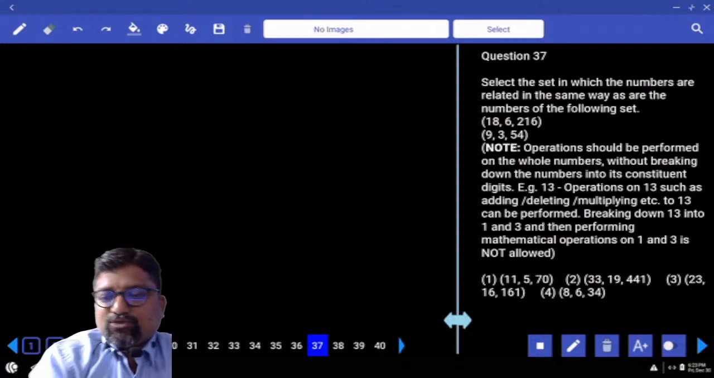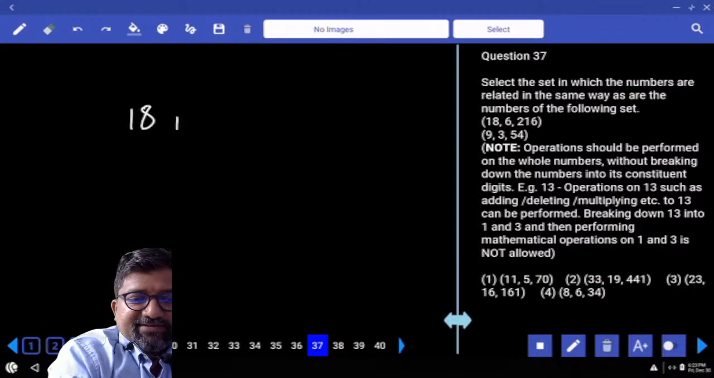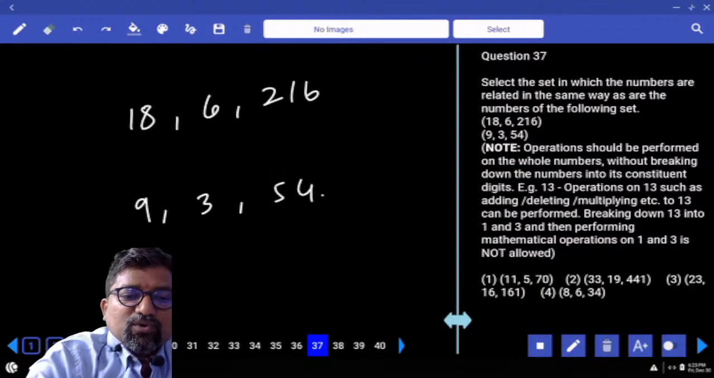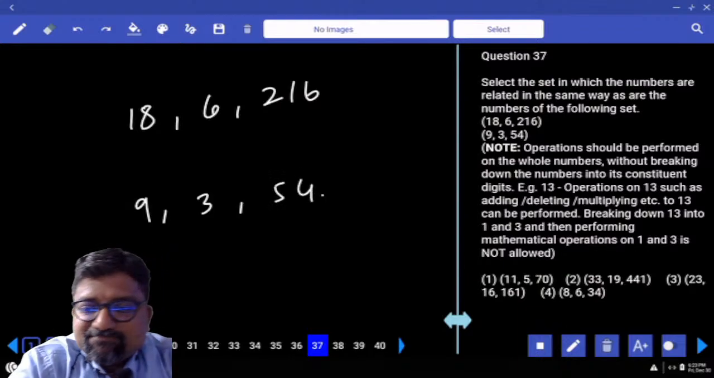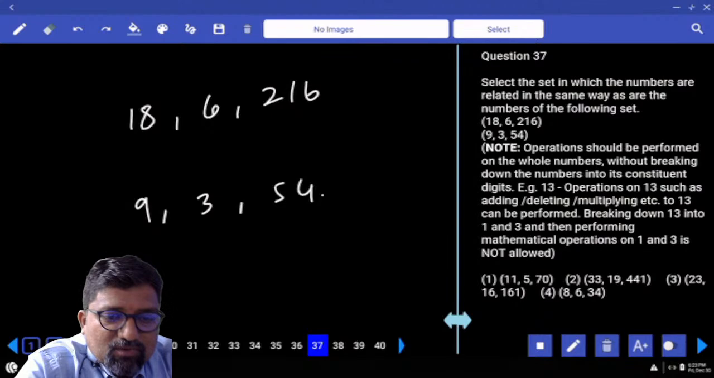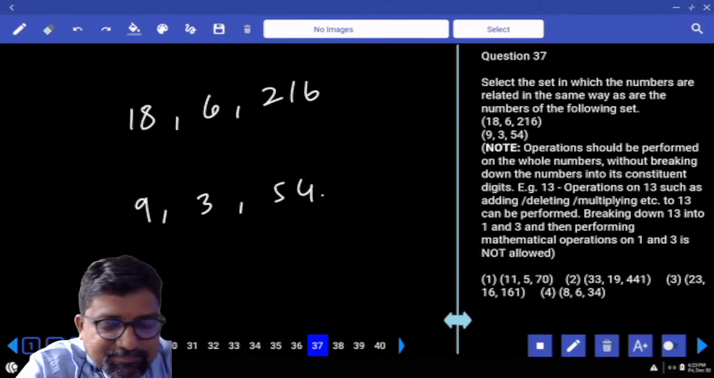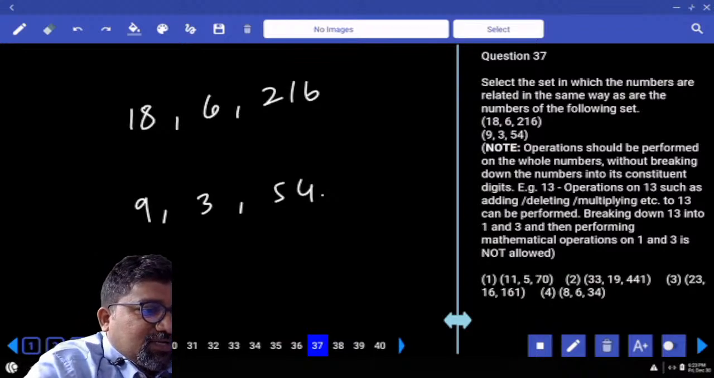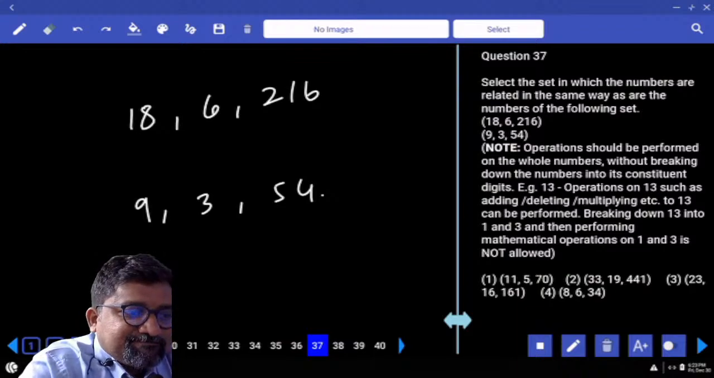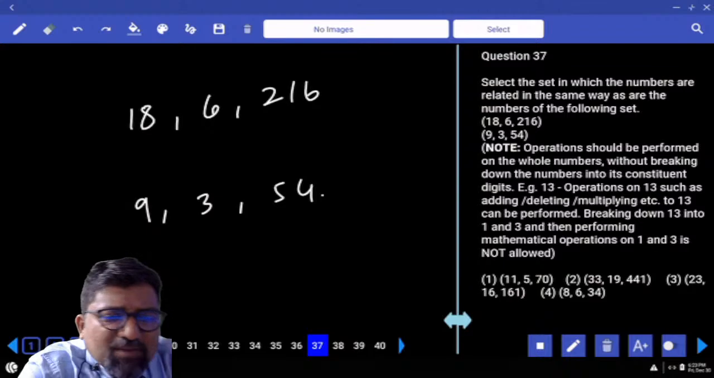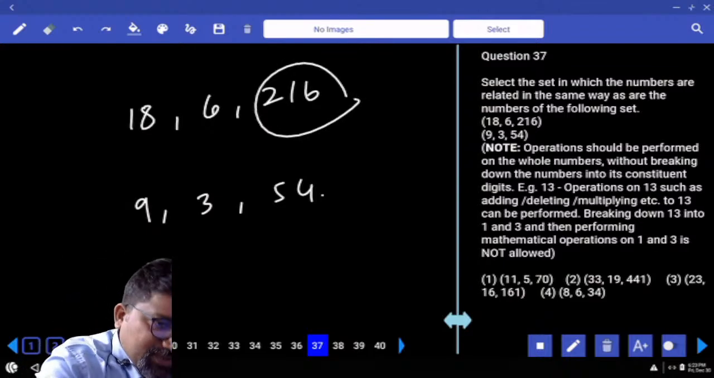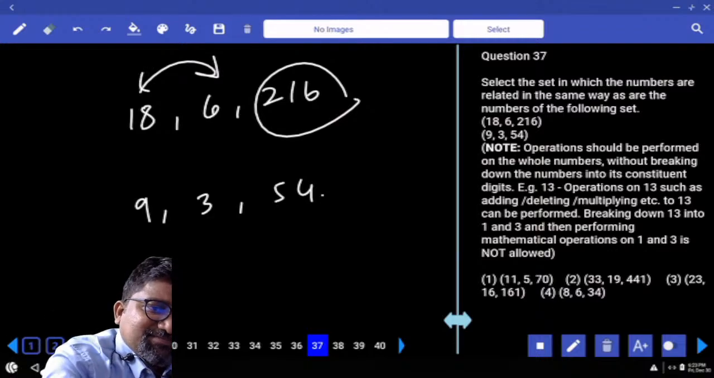18, 6 and 216. This is 18, 6, 216. Next is 9, 3 and 54. Okay? Tell me. What is 216? Come on, what are the possibilities that I get here? There are multiple ways of getting 216. Because this is a bigger number, what we try to do is use these two to get that.